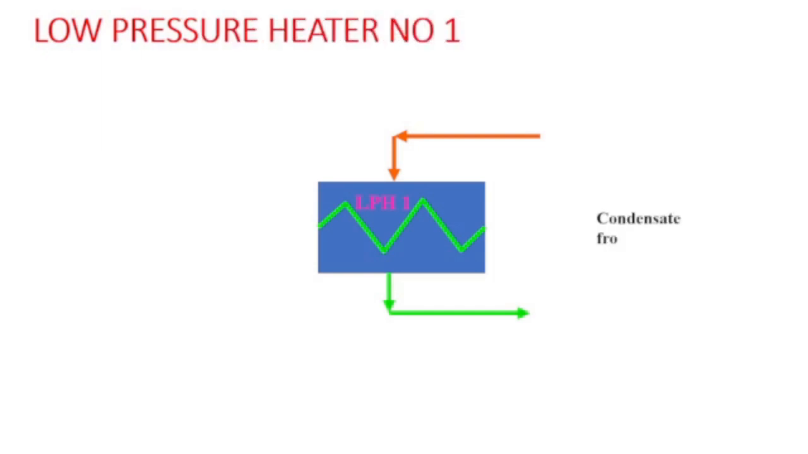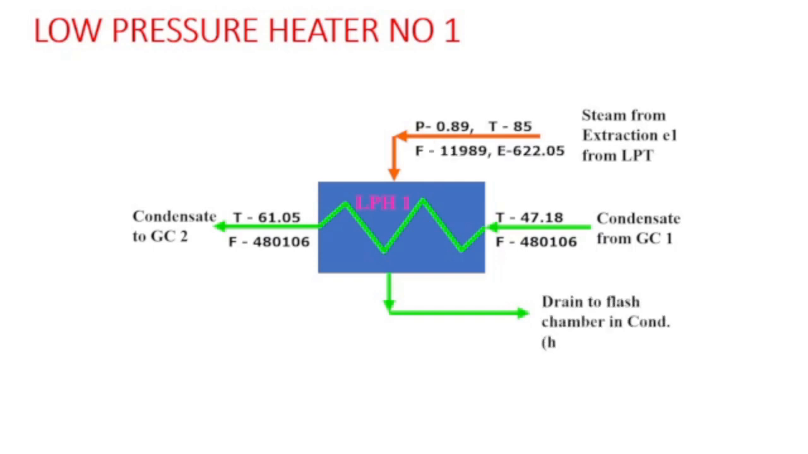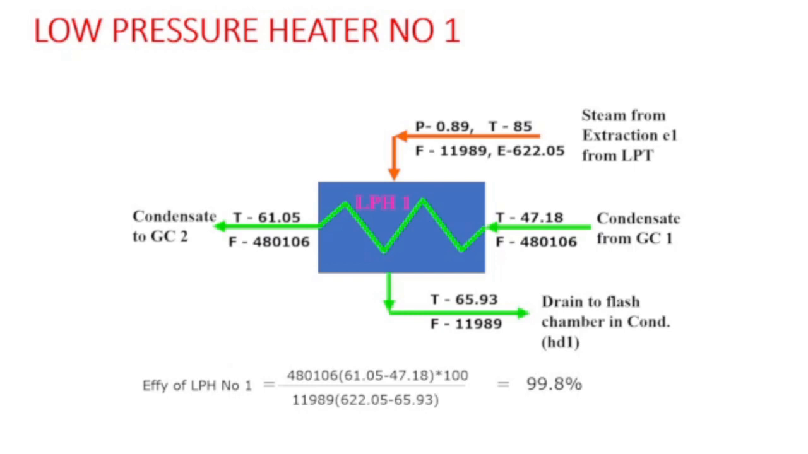Next in the regenerative cycle comes low pressure heater number 1. The condensate from GC1 enters low pressure heater number 1, and then goes to GC2, gland steam condenser 2, and in the process it gains temperature from 47.18 degrees centigrade to 61.05 degrees centigrade. Steam is supplied to this LP heater number 1 from extraction E1 from the LPT. It is in the condenser itself. You will not be able to see it outside the condenser.